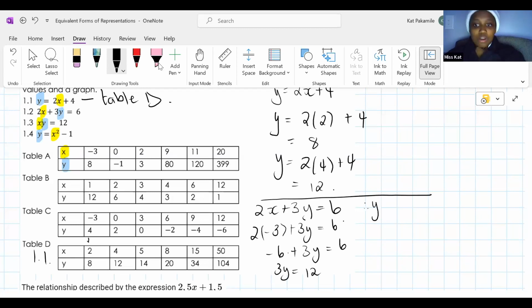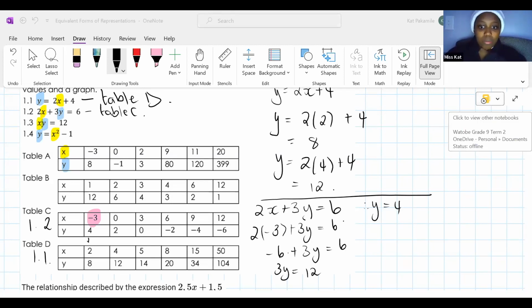Is that the output we wanted? Yes. So 1.2 matches with table C. Thank you for helping me find that. Beautiful. Now we have matched equations 1.1 and 1.2 with their tables. Now we need to match equation 1.3.